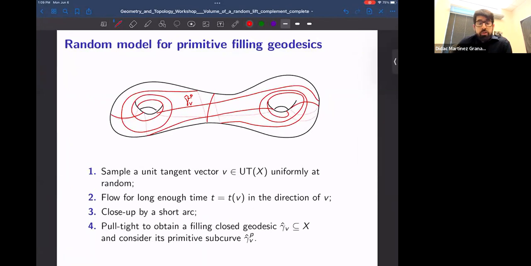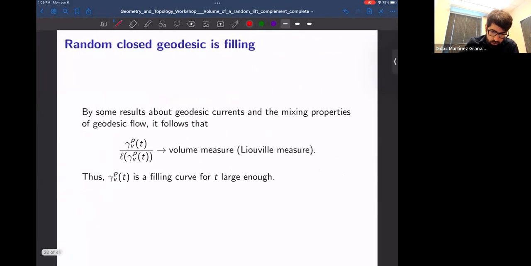This closed geodesic might not be primitive, but you can take a primitive subcurve. It turns out that for t large enough, one can show that the geodesic that one obtains is actually filling. This follows from some facts about the dynamics of the geodesic flow, and can be formalized using the language of geodesic currents. One way to say it is that if you think about this sequence of curves scaled by their hyperbolic length, and think of them as Dirac measures, this sequence of measures converges to the Liouville measure. That tells you that the corresponding collection of curves has to be eventually filling.